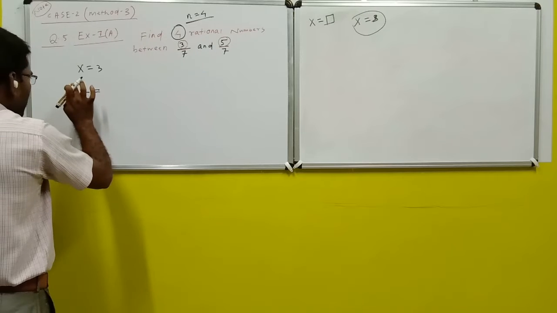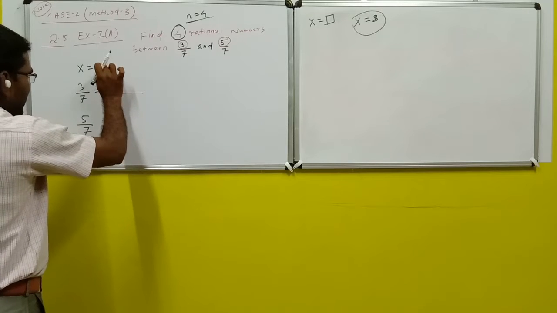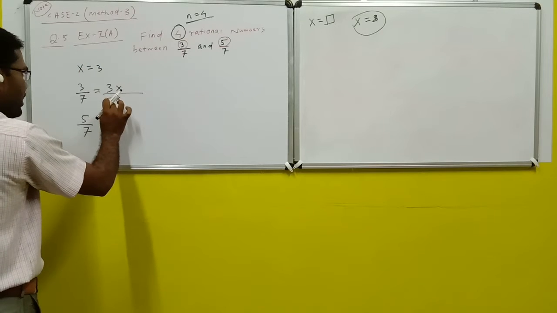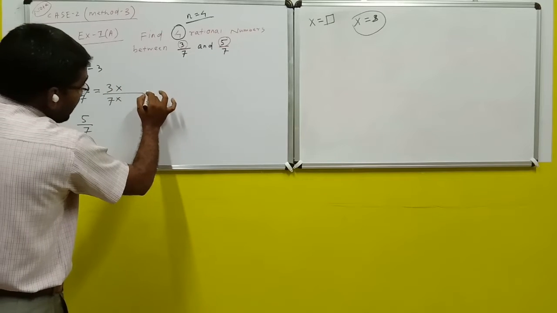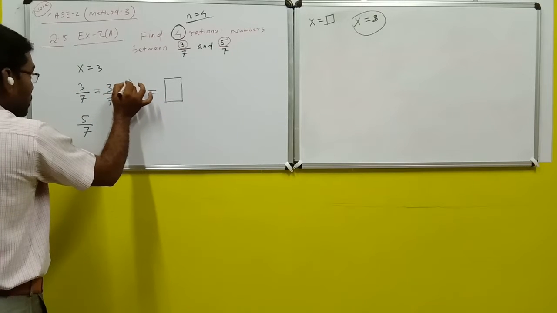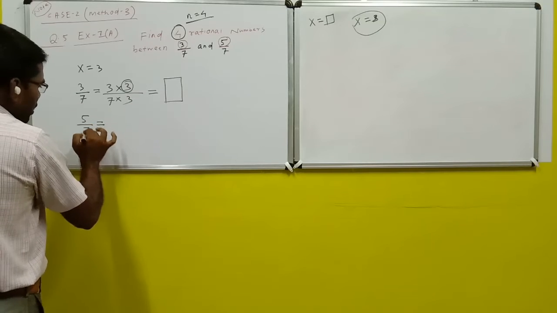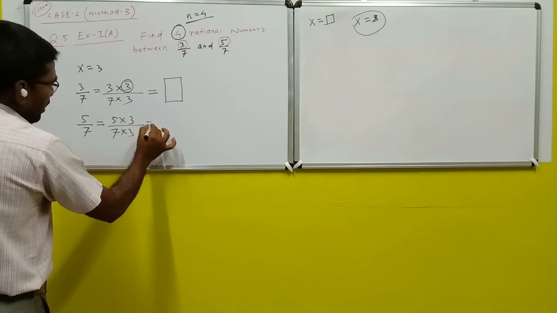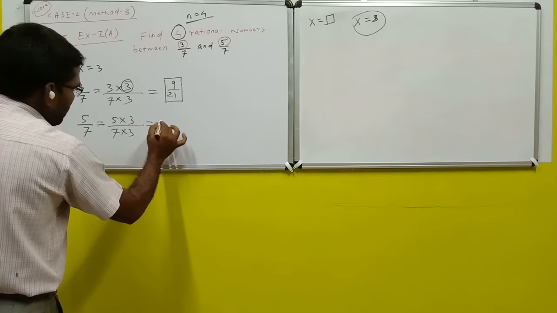Now multiply the numerator and denominator by 3, because it is the suitable number which should be multiplied by 3 and by 7 in order to change this rational number into its equivalent rational number. So 3 will be written here. It means the value of x will be written here, 3. And also in this case the numerator and denominator will be multiplied by 3. Now you have got here 9 by 21 and in this case you have got 15 by 21.